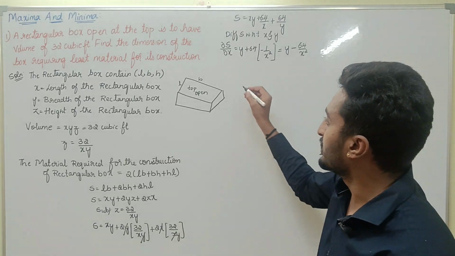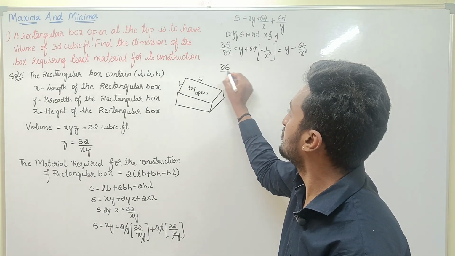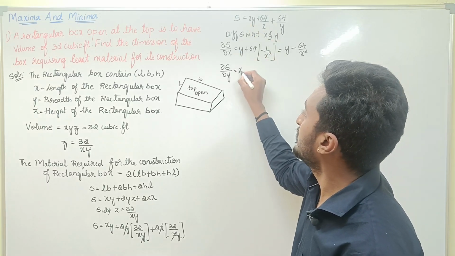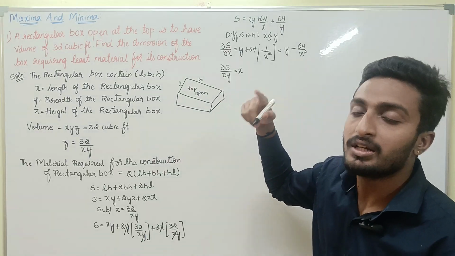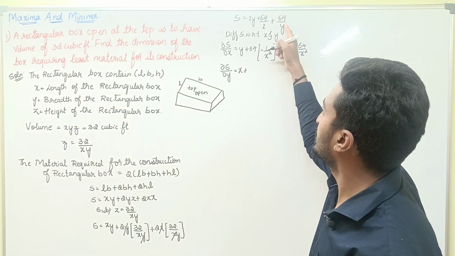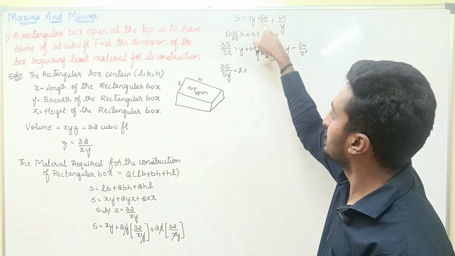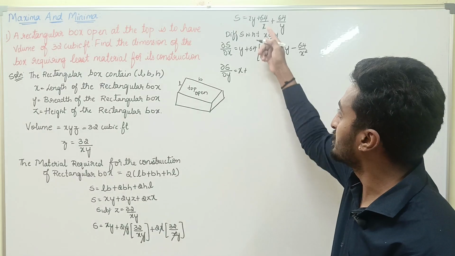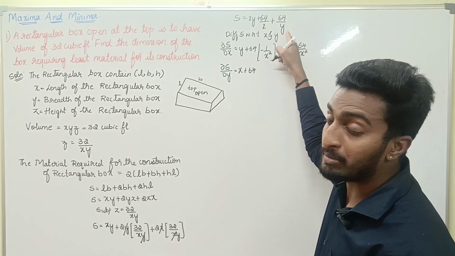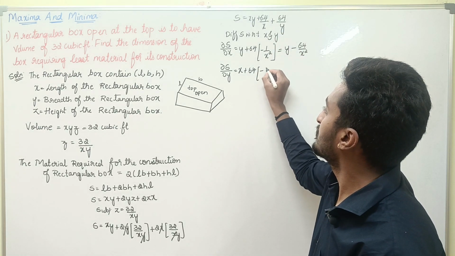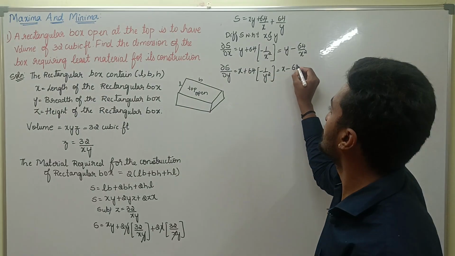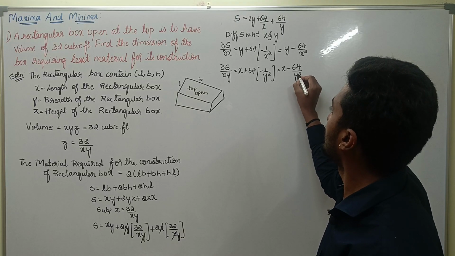Similarly, differentiate with respect to y: dou s by dou y is equal to xy, where x remains constant, the differentiation of y with respect to y is 1 into x, plus the term 64 by x, which has no y variable, becomes 0, plus 64 remains constant, the differentiation of 1 by y is minus 1 by y square, which gives x minus 64 by y square.